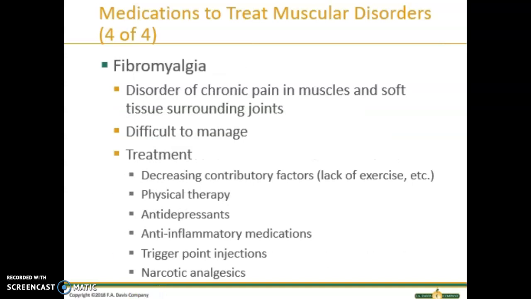Fibromyalgia is a disorder of chronic pain in the muscles and soft tissue surrounding the joints. Treatment includes physical therapy, antidepressants, anti-inflammatory medications, trigger point injections, and sometimes a narcotic analgesic. And it's hard to manage, and one of the things they've seen is they try to decrease the contributory factors. So for example, lack of exercise. So getting them to go to physical therapy or to start an exercise plan to strengthen their body.